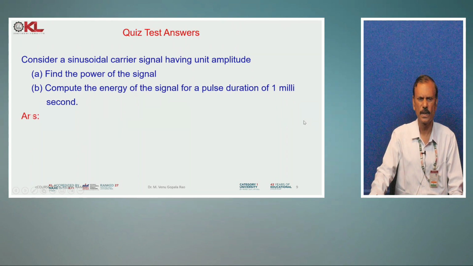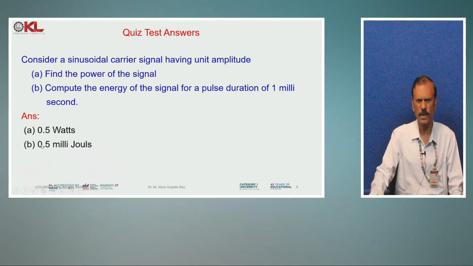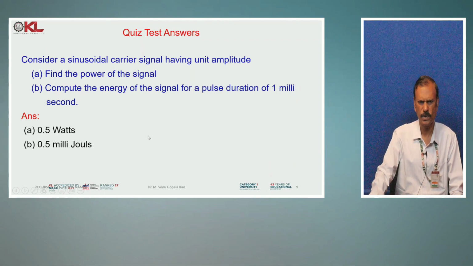So the answer for this one is: the amplitude has been given as a unit amplitude, so Ac squared by 2, that is 1 squared by 2, is nothing but 0.25 watts. Whereas the energy is watts times time. So for 1 bit duration, what is the energy? The pulse duration is given as 1 millisecond, so the power into time can be represented as 0.5 millijoules. The power is represented in terms of watts, the energy is represented in terms of joules.